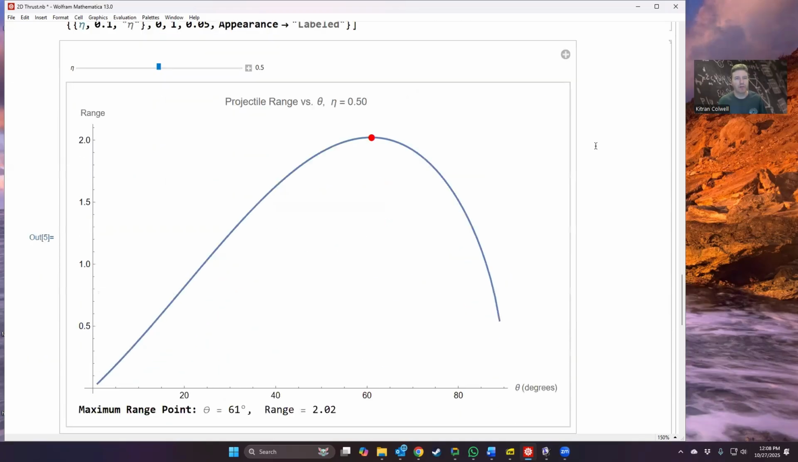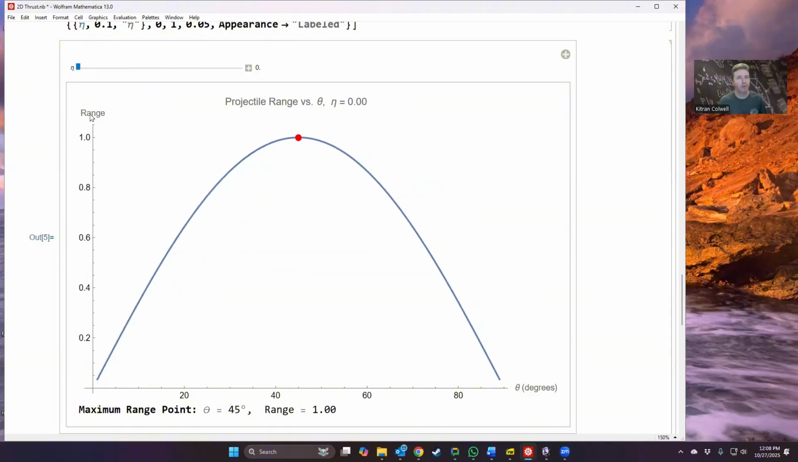Okay, so here's our graph. And notice that what we're graphing here is the range in units of v naught squared over g, and the launch angle, this time in degrees. And this red dot represents the maximum. Notice we have a slider where we can adjust the thrust parameter. And this red dot tells us the maximal angle and the range at that maximal angle. So if I bring this way down, of course, at 0, I expect the maximum range to be 1 in these units, and it should occur at 45 degrees, which it does, so that checks out.